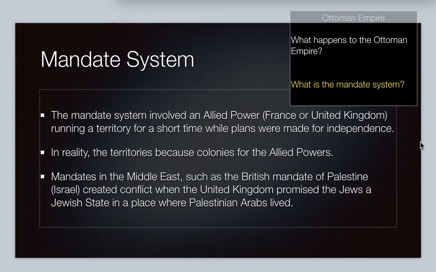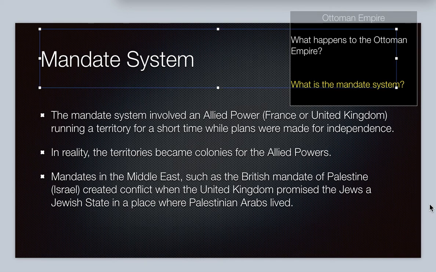But in reality, these territories became colonies for the Allied powers. Okay, these territories do not end up getting their independence for a very long time, and they just essentially are the colonies for the Allied powers. So make sure that you have the definition for what is the mandate system.